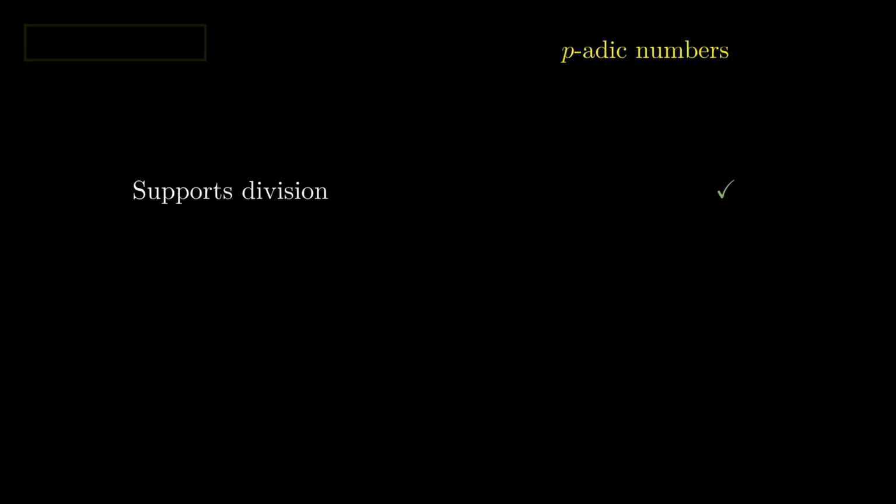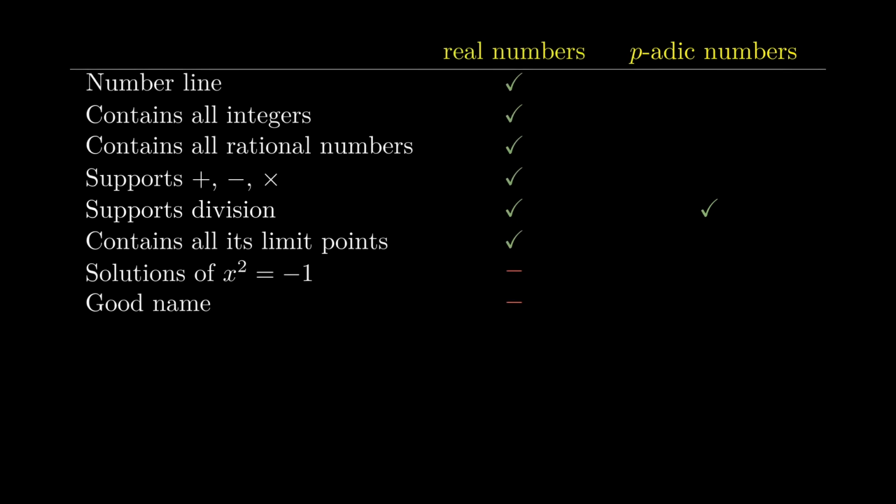Let's recap what we know so far. The p-adic numbers can't be organized along a number line, and they don't have the best name. But on the bright side, they contain all integers. They support addition, subtraction, and multiplication, and since p is a prime number, they also support division. Since they support division and contain all integers, they also contain all rational numbers.